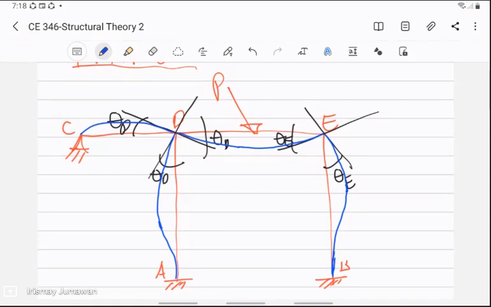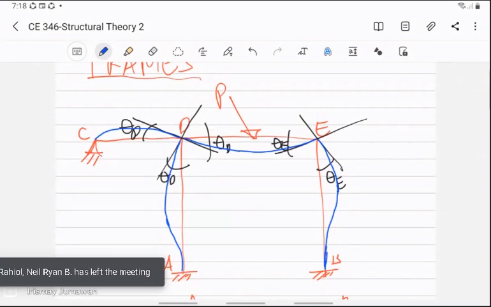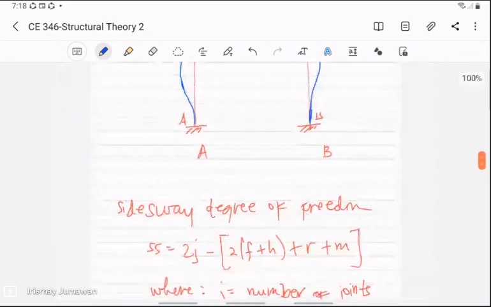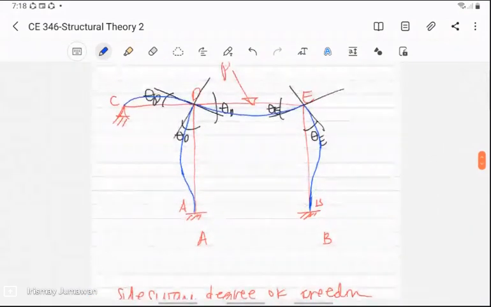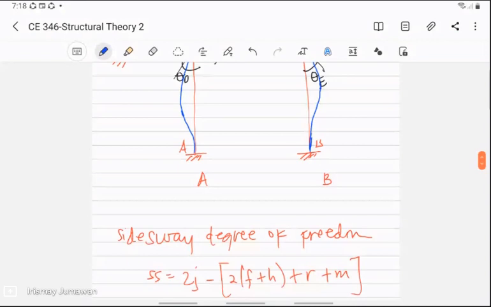Okay, so I hope you understand this one. In determining if your frame can be analyzed with side sway or without side sway, you can determine by using the degree of freedom. So the degree of freedom, this is the formula: 2J minus (2F plus H plus R plus N).